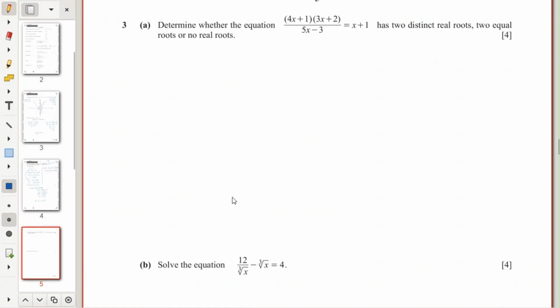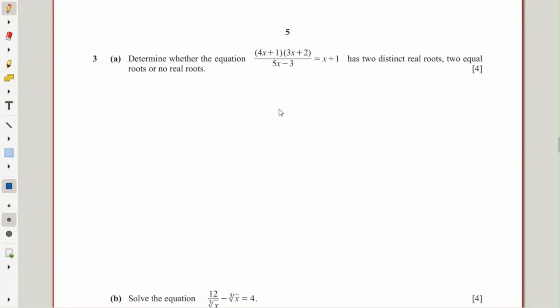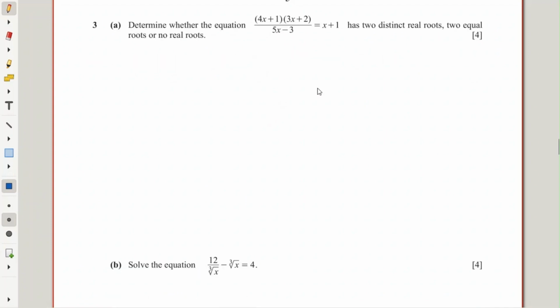All right, so let's look at question 3. You have been given this quadratic. You are supposed to determine the nature of the quadratic, whether it is going to have two distinct roots, equal roots, or no roots.